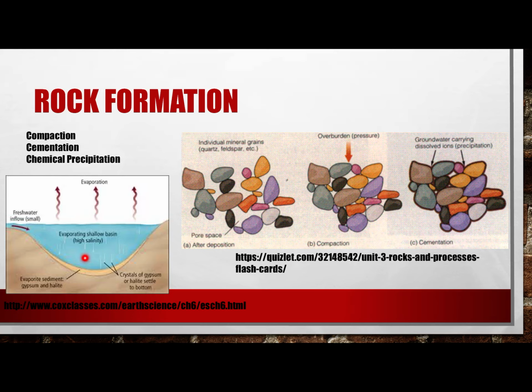The last option is a chemical precipitation, usually involved with evaporating water or changing chemistry. Here, the water evaporates away, it leaves behind layers of salt. We see this a lot when seas get trapped inland and you wind up with thick layers of salt left behind.